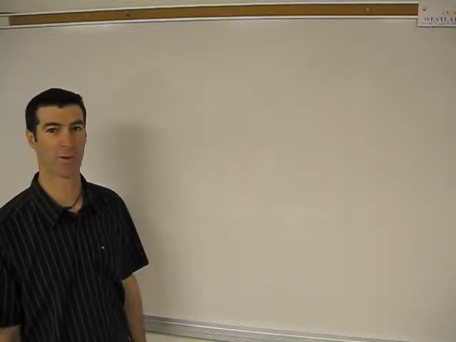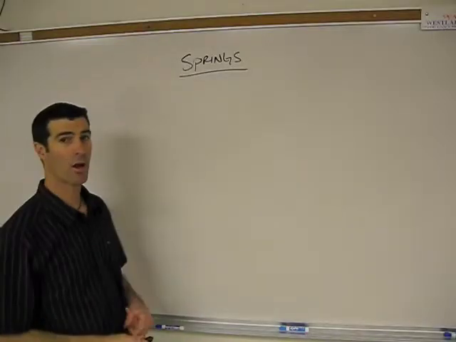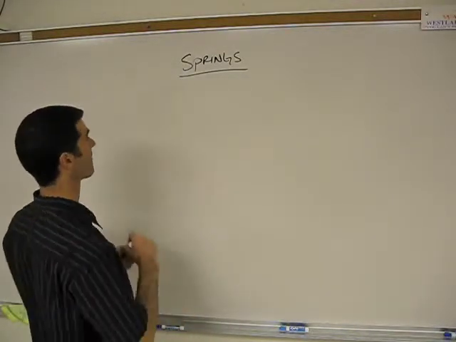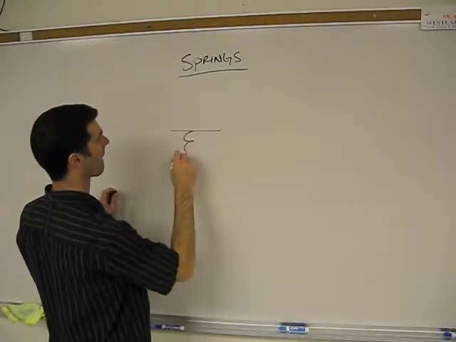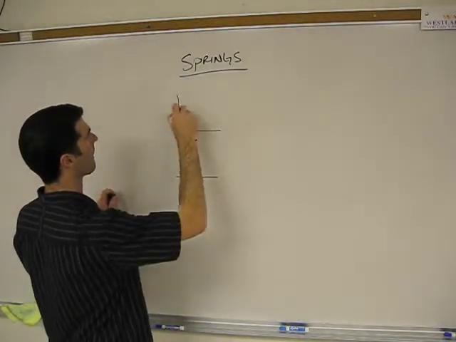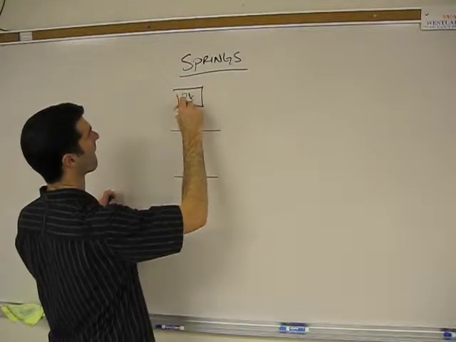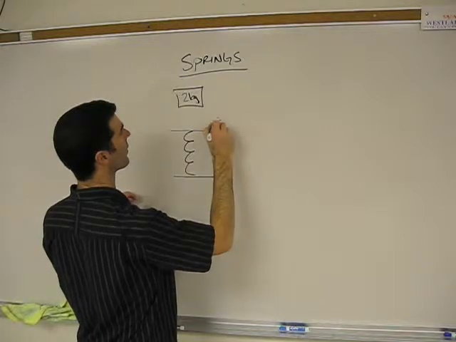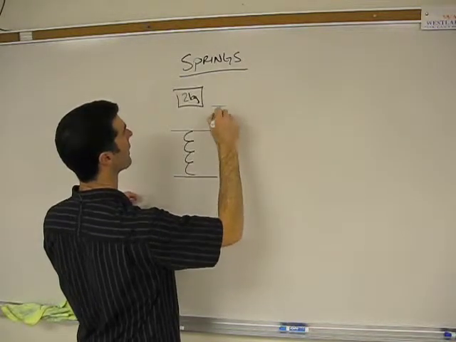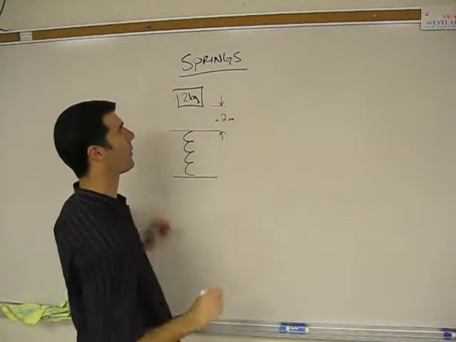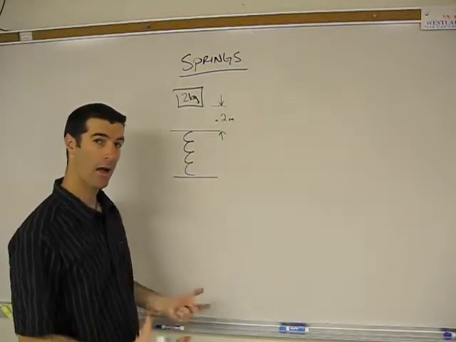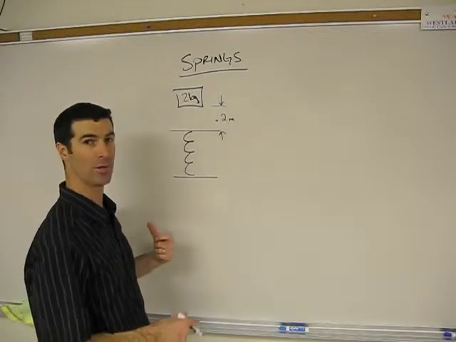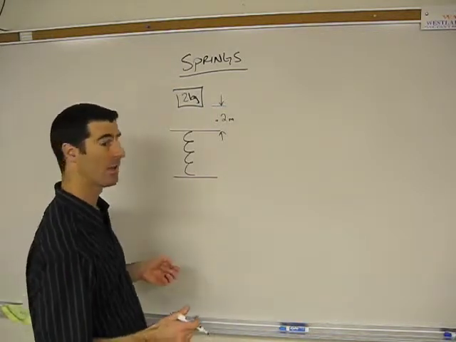Today's topic is springs. Another common spring problem the AP likes to do is dropping a mass onto a spring. So if I have 2 kilograms, and we'll say it's 0.2 meters above the platform, and we drop it, how far is the spring going to compress, and what's going to be the amplitude? In other words, how high is it going to bounce up and down?